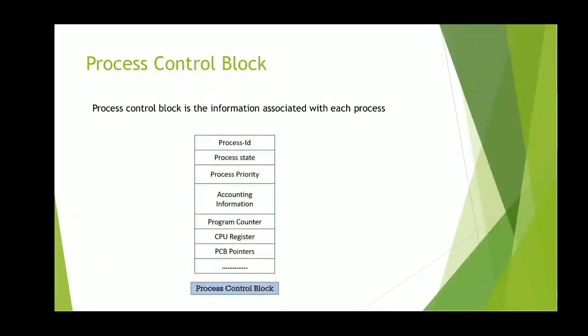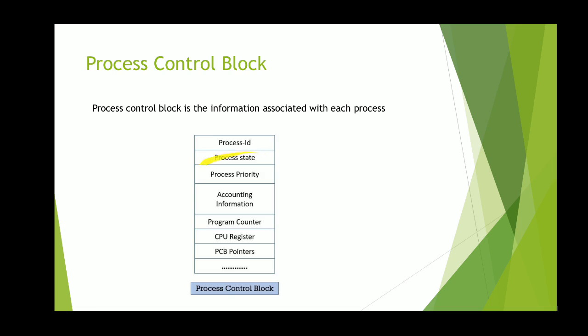When a process is created, the operating system will allocate some memory for storing all the information related to the process, and this is called a process control block. And this process control block is used to manage the process. So in a process control block we can see there is a process ID, and this process ID is unique to every process. So using this process ID we can identify and manage the process.